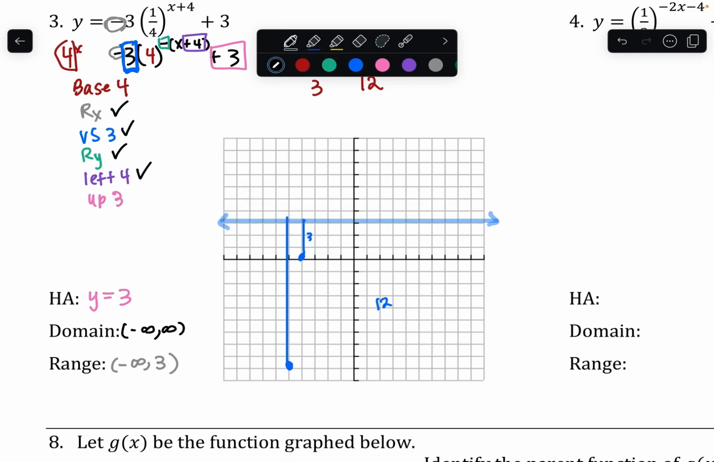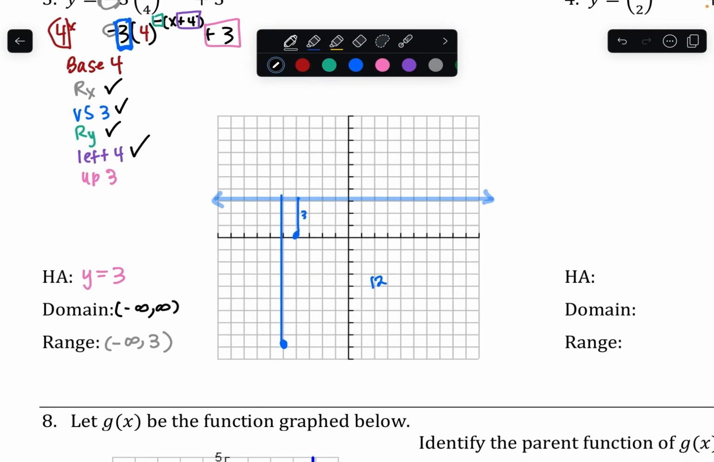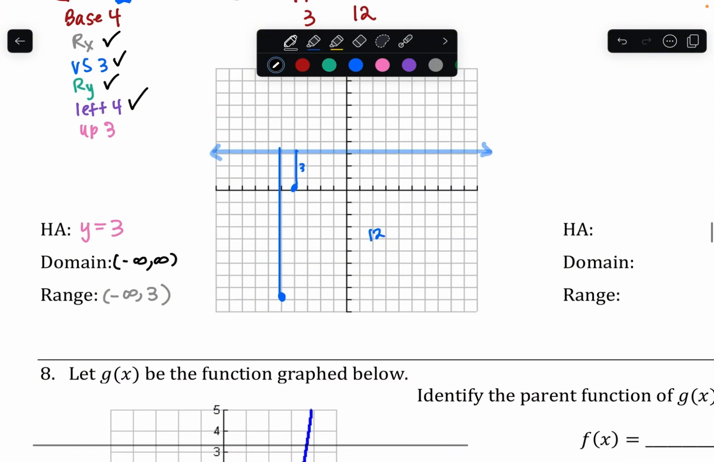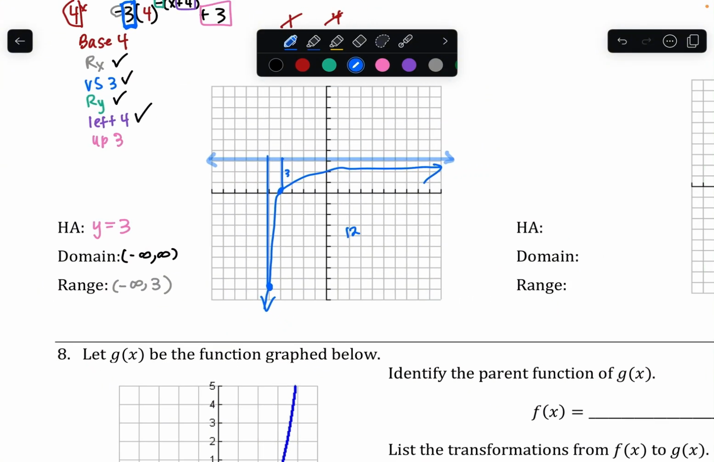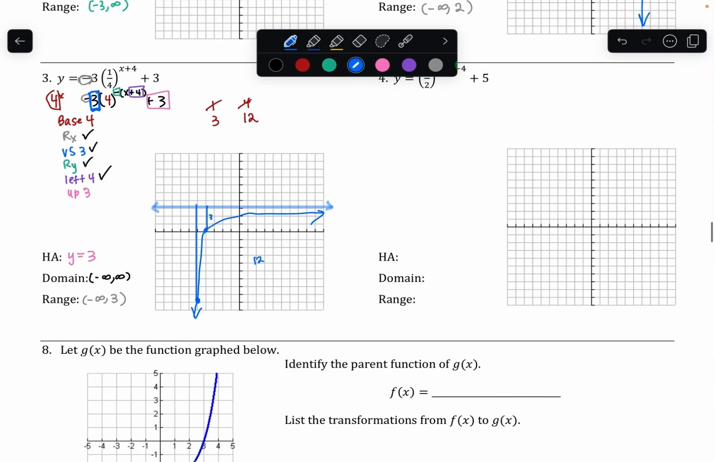Okay, and then we've already taken care of the up 3 because we started by graphing the asymptote at 3, and that's what we've been referencing each time to graph these points. So now we just need to connect them. And so we are approaching the asymptote because we have exponential decay that's reflected below the asymptote.